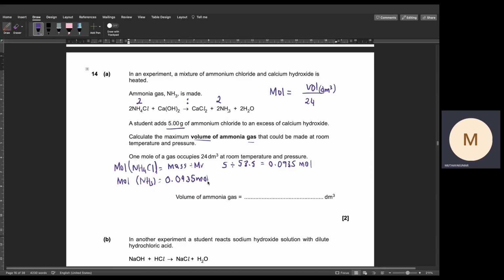We can use this equation that we looked at earlier on. So we want to work out the volume of ammonia, which is going to be equal to the moles multiplied by 24. So 0.0935 multiplied by 24, and that gives us 2.24 decimeters cubed.